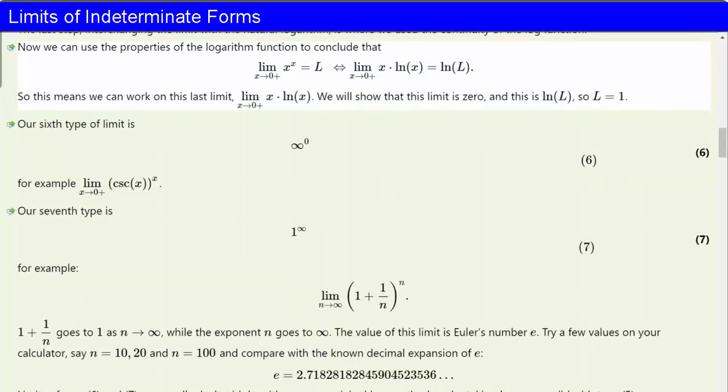Now you can use the properties of the logarithm function to conclude that the limit as x goes to 0 from the right of x to the x is L, if and only if the limit as x goes to 0 from the right of x times log x is log L. So this means we can work on this last limit as x goes to 0 from the right of x times log x, and we will show that this limit is 0. And this is the logarithm of cap L, so the original limit cap L must be 1.